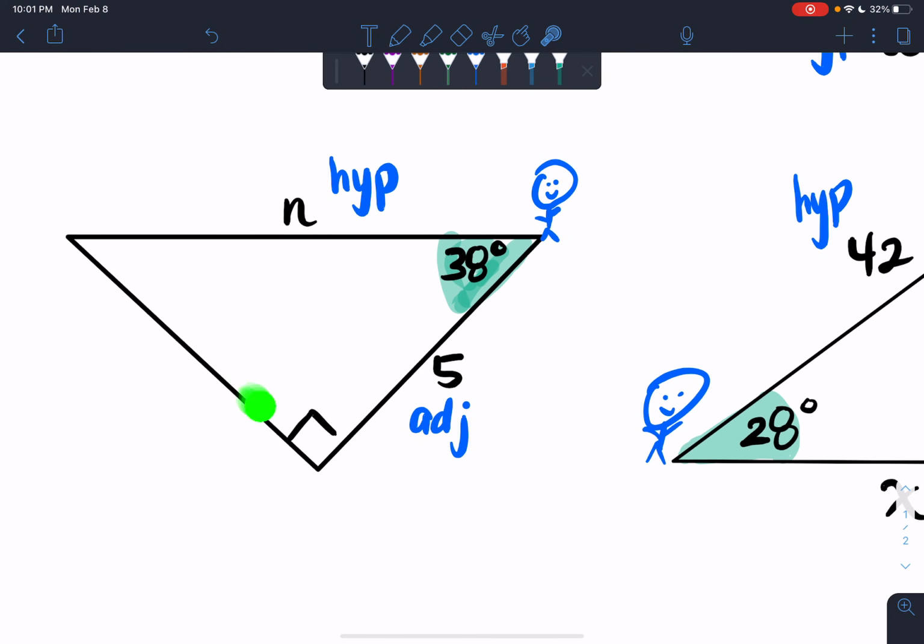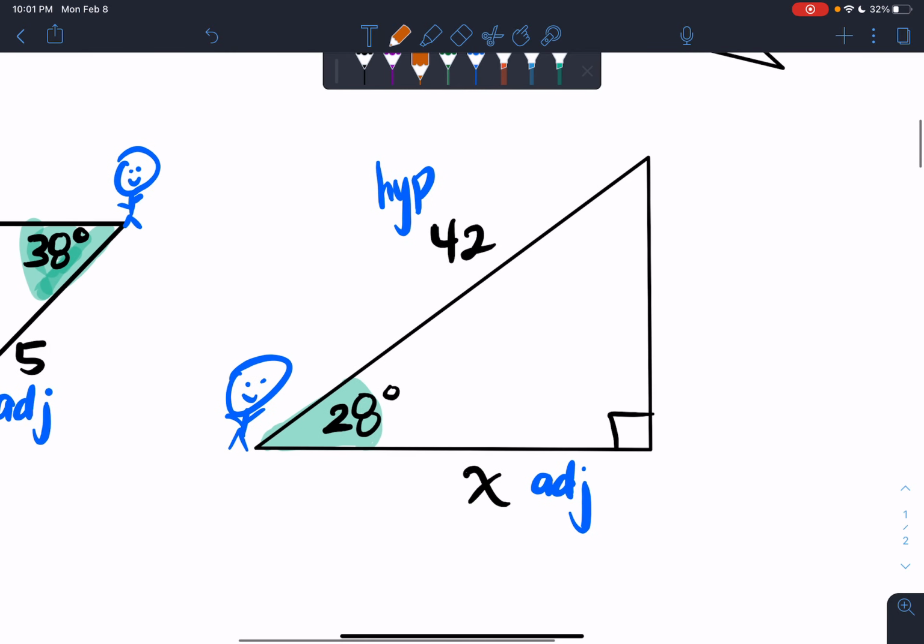Same thing here, right? This side is all the way across from where we're standing, so that is also opposite. And finally, this side as well. If we compare this to our reference angle or where we are standing, this is so far away from us, so that will be our opposite side.